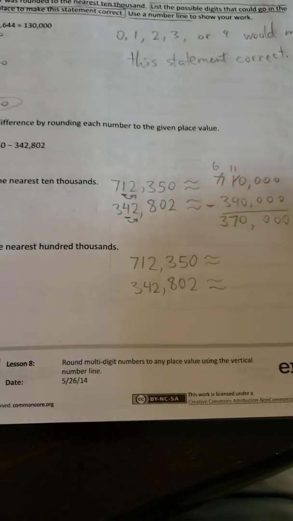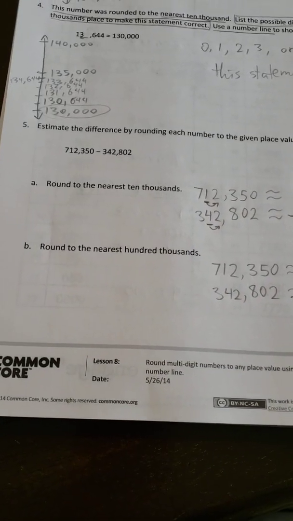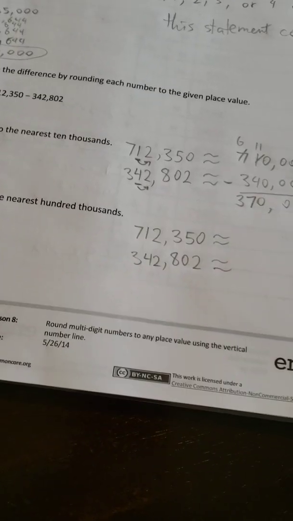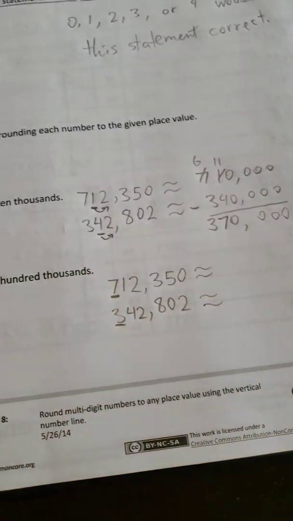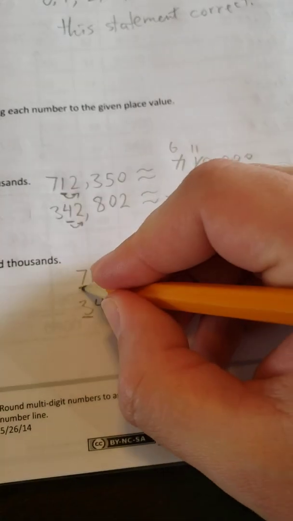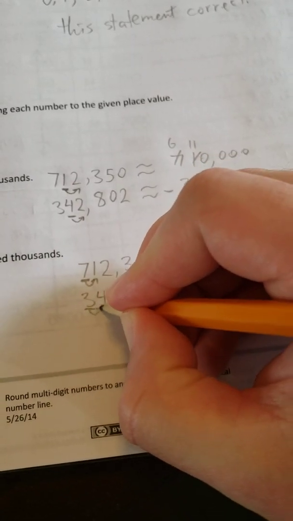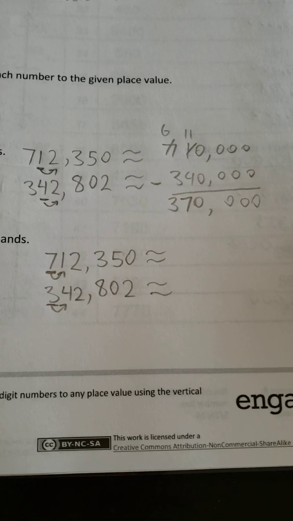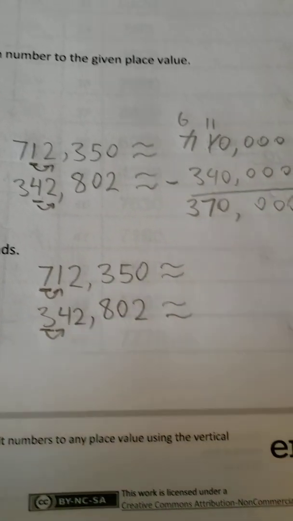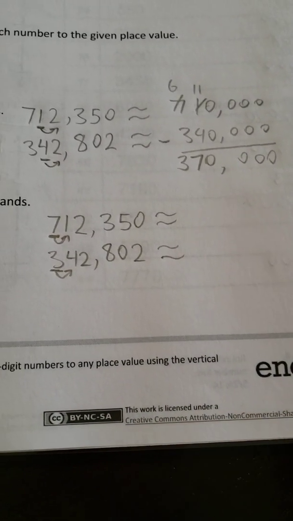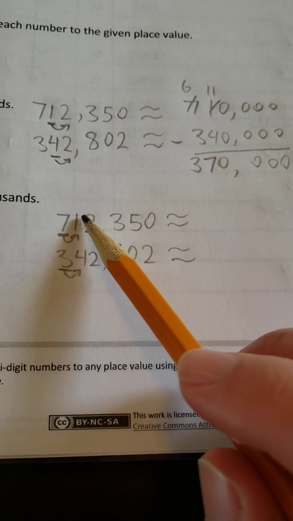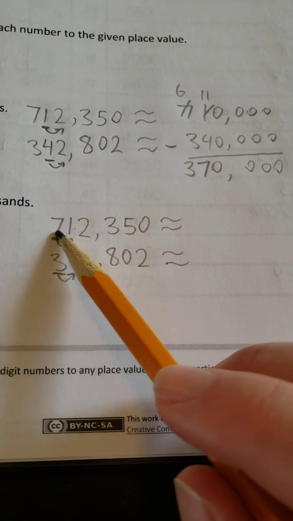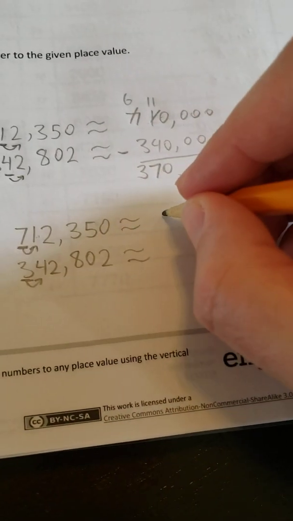Okay. And then the last one, round to the nearest hundred thousands. The hundred thousands place is 7 and 3. These are in the hundred thousands. And we're going to look at the next number. I like to just draw a little arrow over to point at it, or that's what we're going to look at. This 1 is 0, 1, 2, 3, or 4. That makes it stay the same, so it's going to go down to 700,000.